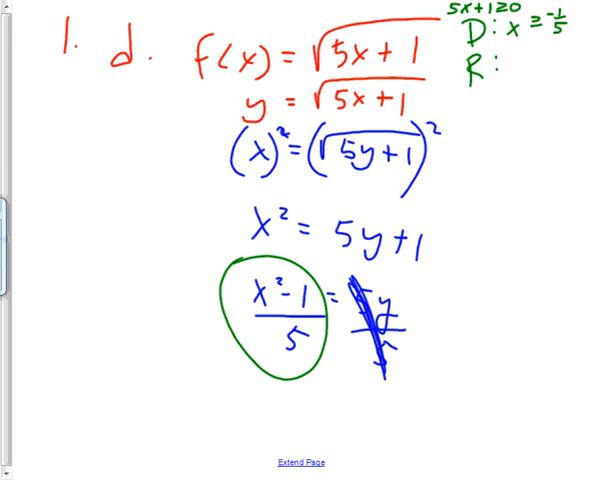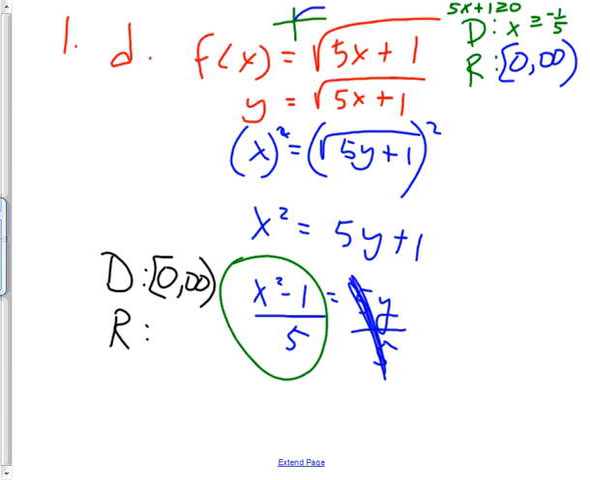Now the range, I know what this picture looks like. It's a square root, looks like that. And yeah, it's been stretched a little bit, but it still hasn't been moved up or down. So its range is from 0 to infinity. So now there's my two domain and ranges. So my answer for this inverse here, its domain is whatever the range was, 0 to infinity. Its range is whatever the domain was, x greater than or equal to negative 1/5.